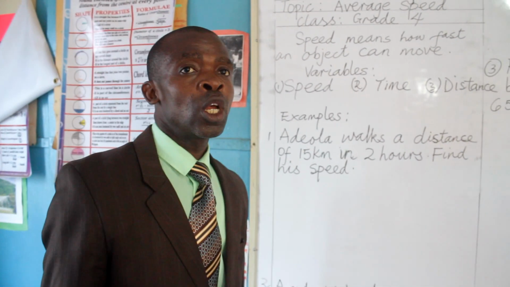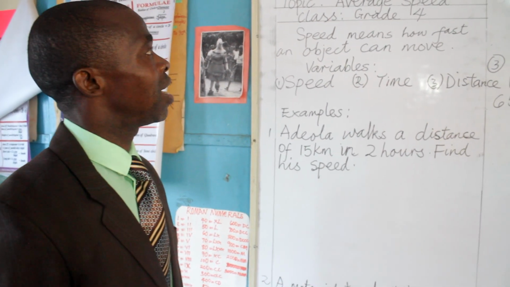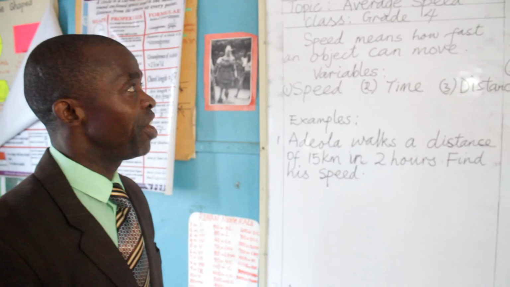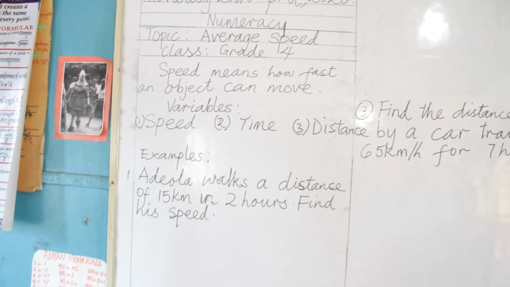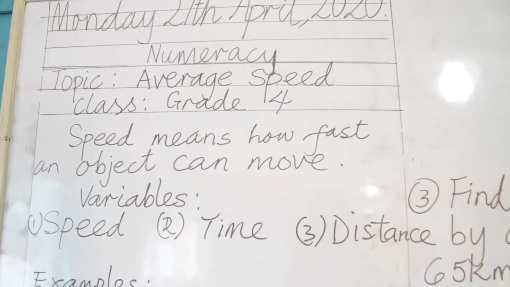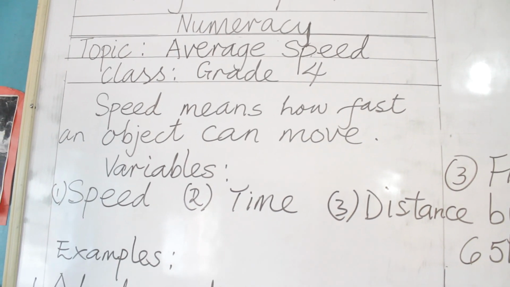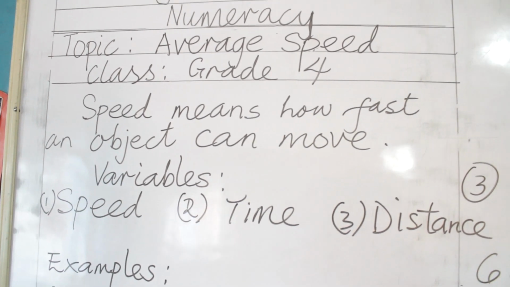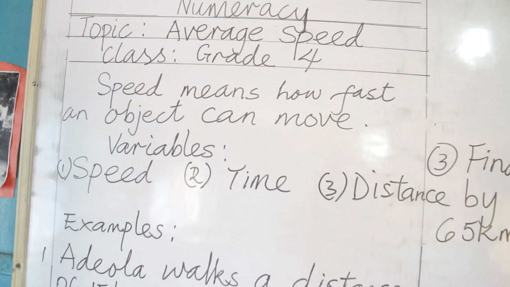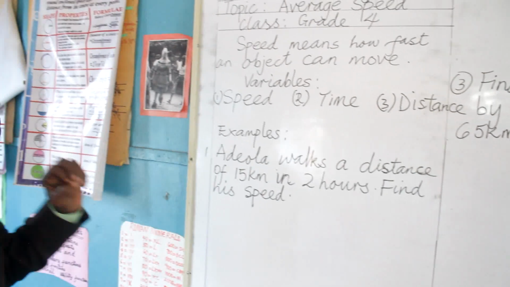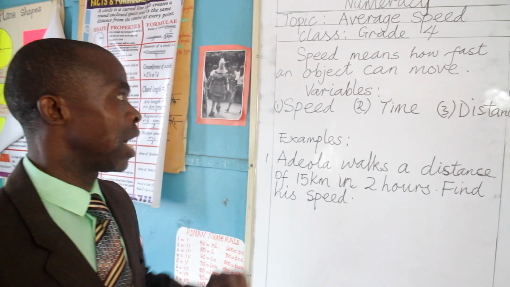Good day. You are welcome to the numeracy class for today, and the topic for consideration is average speed. We got to know the meaning of average speed. Speed means how fast an object can move. In our lesson today, we are going to consider three variables: speed, time, and distance.